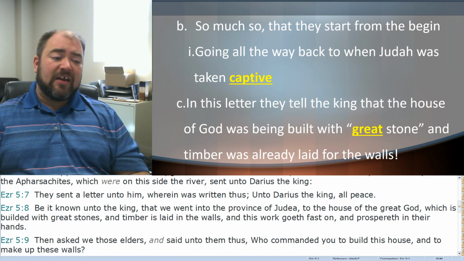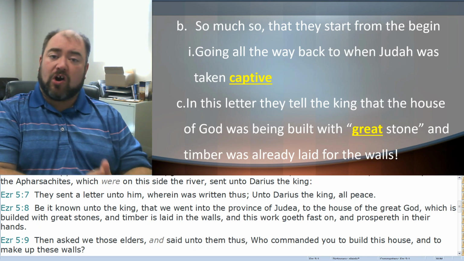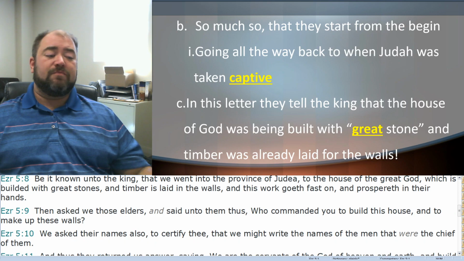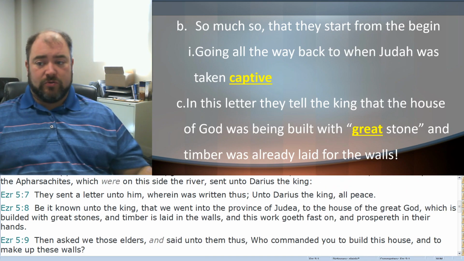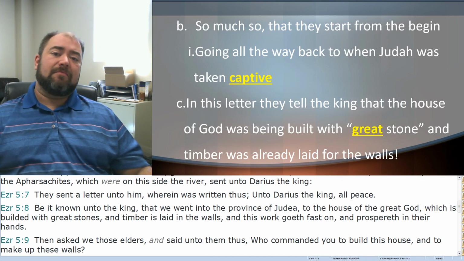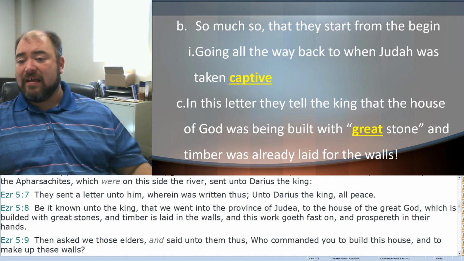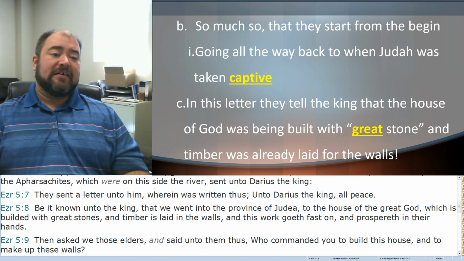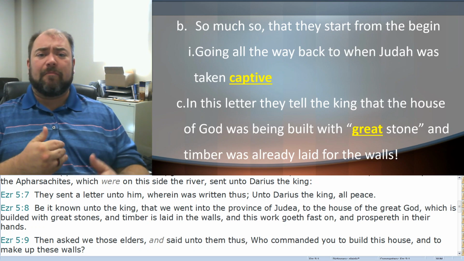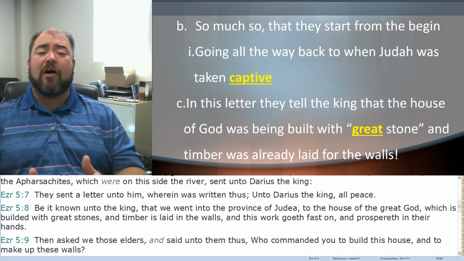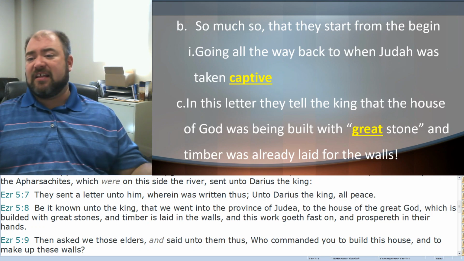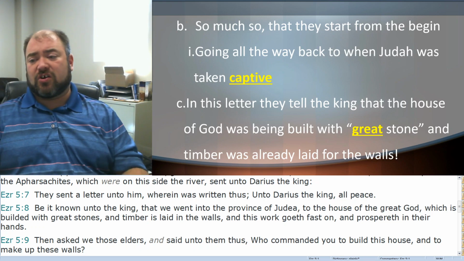Well, in this letter, as they finally get back to current times, they tell the king that the house of God was being built with great stones, that timber had already been laid on the walls, and that this building process had been restarted without the king's permission. And so they're just letting the king know everything from the beginning to the current time.